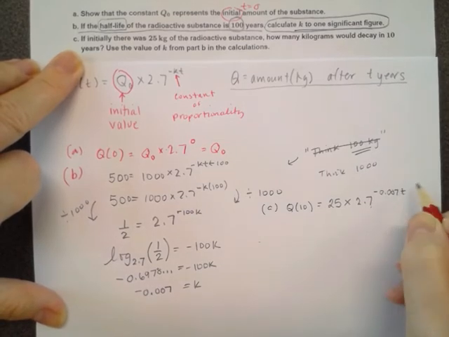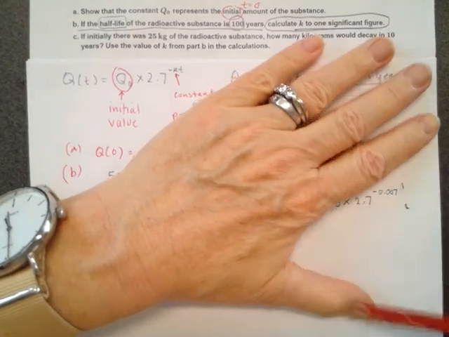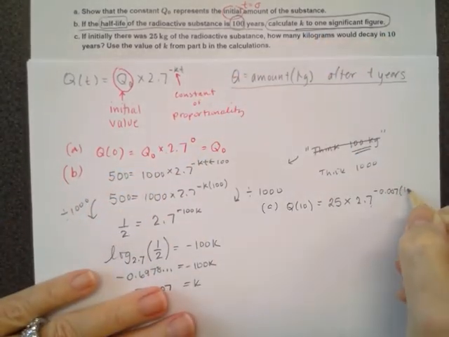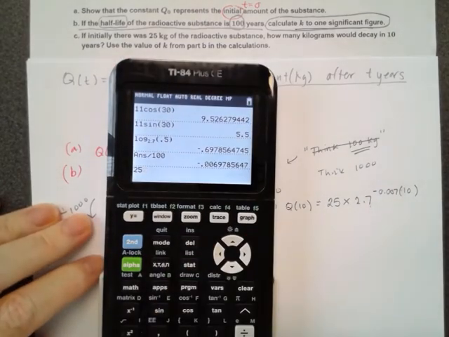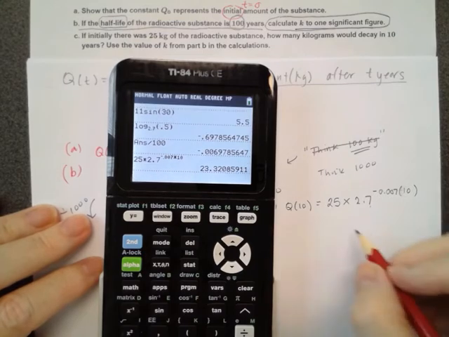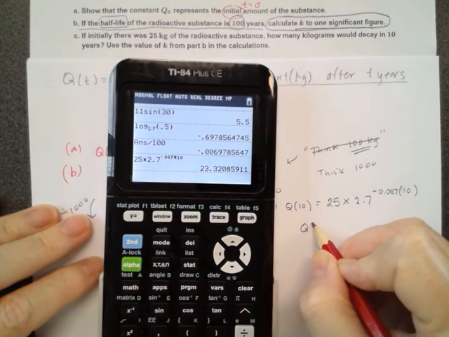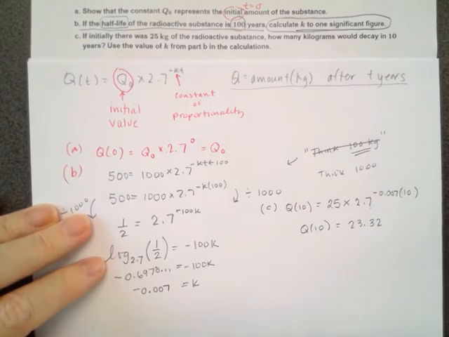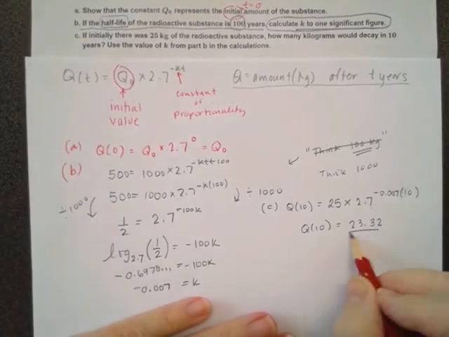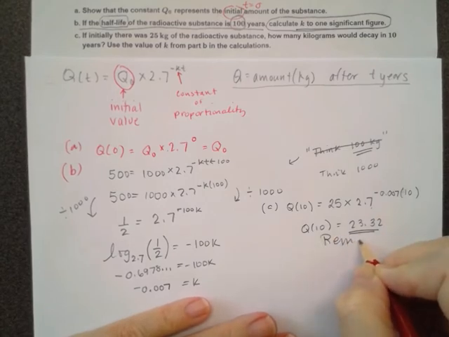This is a 10. I just typed this in: 25 times 2.7 to the negative 0.007 times 10. And I get Q sub 10 equals 23.32. Now, that's how much remains.